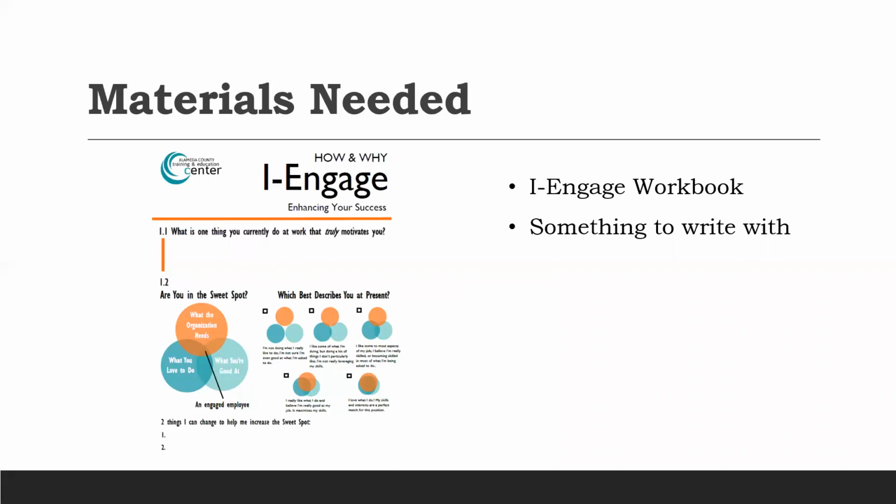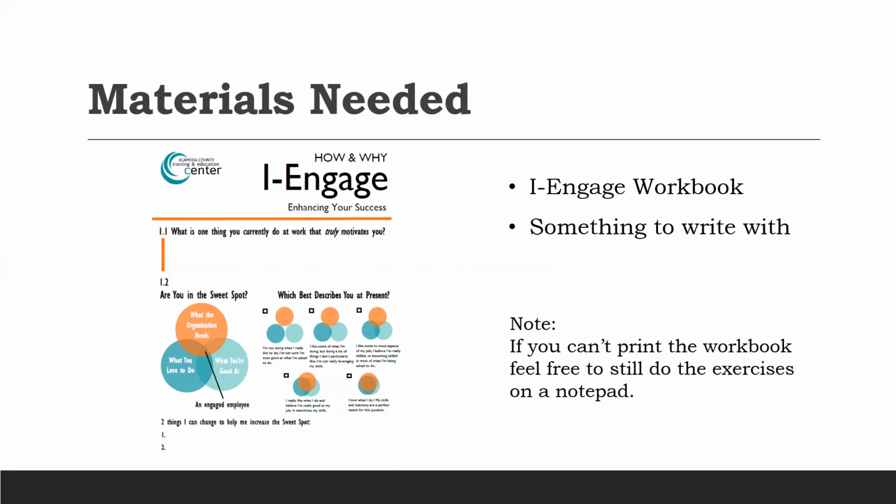In order to successfully participate, you'll need these items. The iEngage workbook, preferably printed so that you can do all the exercises in this training. And each activity is numbered. I'll refer to each of the numbers so that you can easily follow along. And something to write with. But if you're not able to or prefer not to print the workbook, you can use a notepad or a journal so that you can still follow along and participate in the activities.